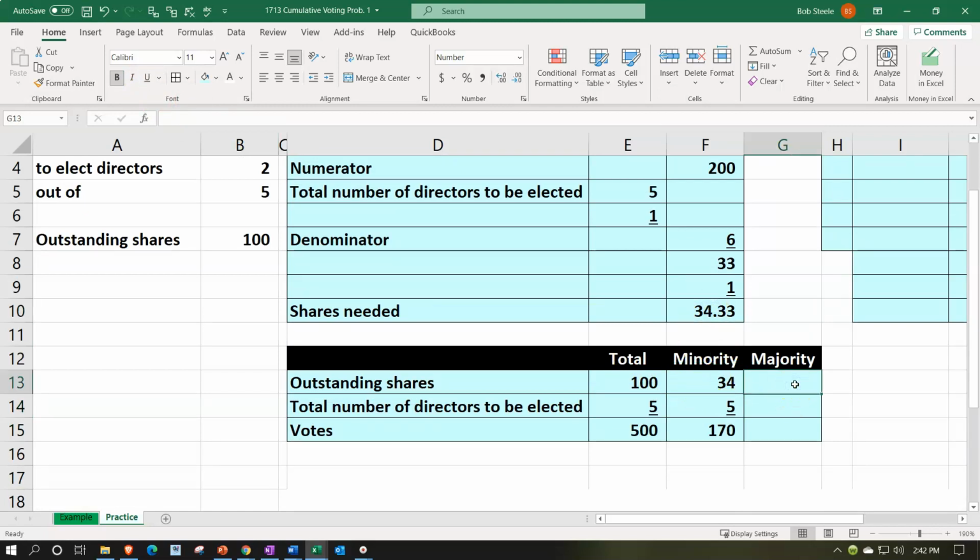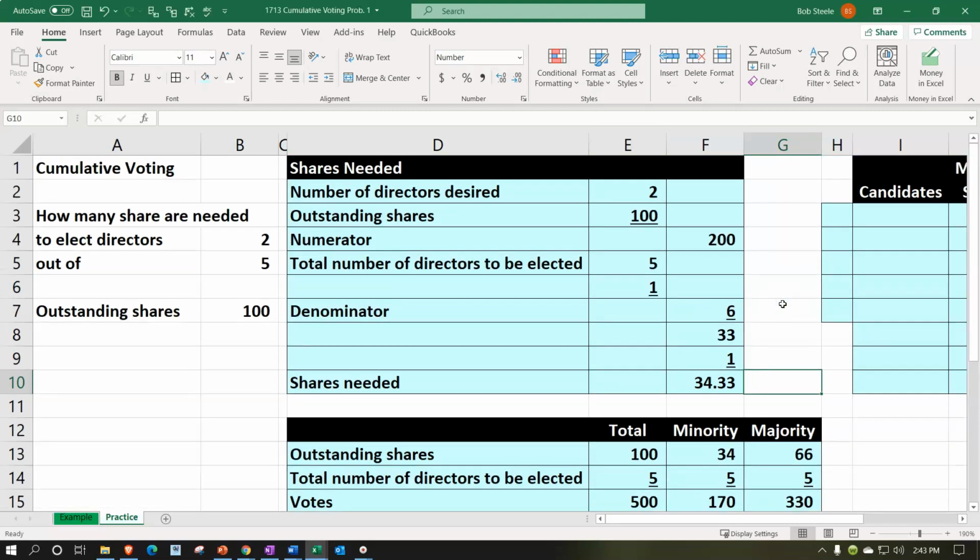So now the rest, the majority, has 100 minus 34, or 66. What could they do against us with that 66 if they were trying to conspire against us to not allow us to get our people on there? The 66 times the 5 means they have 330 votes that they can use to try to block us. But hopefully they're not going to be able to do it, right? That's why we're doing this. We're going to block them from blocking us. We're going to maximize our capacity to get these 2 on there.